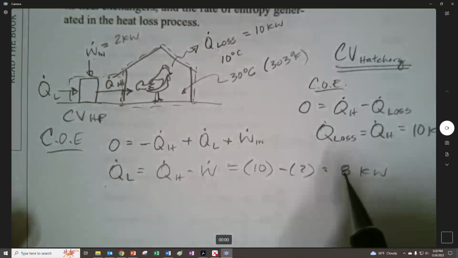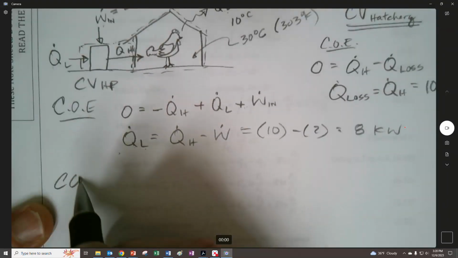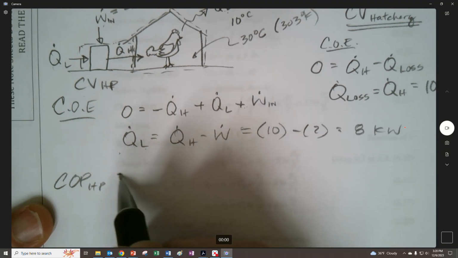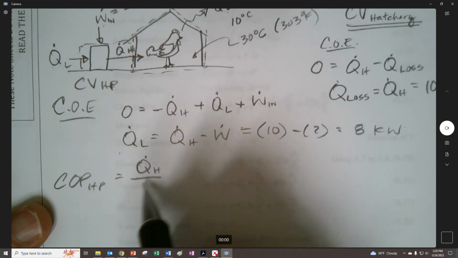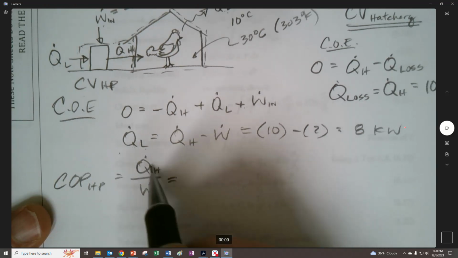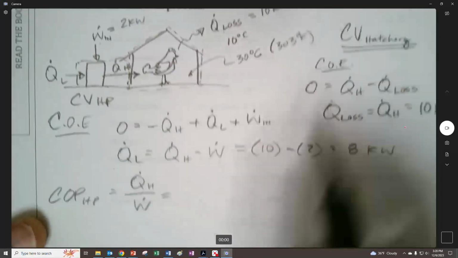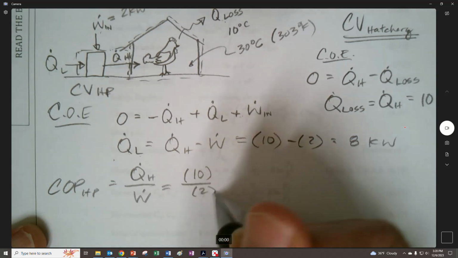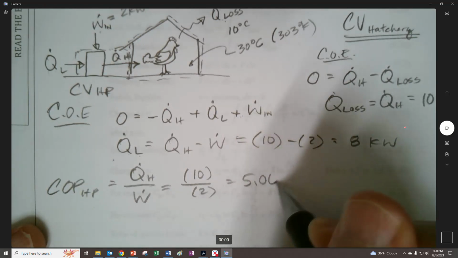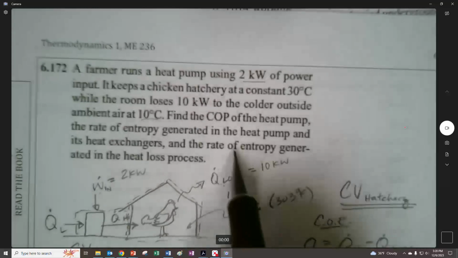And then also coefficient of performance. We didn't actually need to find this right here, but let's find the coefficient of performance of a heat pump. It's going to be equal to QH divided by the power in, right? What you want over what you paid for. You want to make heat go into the chicken coop. So that's going to be 10 divided by 2, so you get 5. And that's one of the things that we were asked for right here.